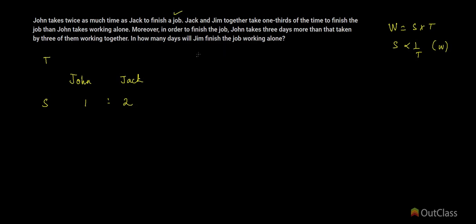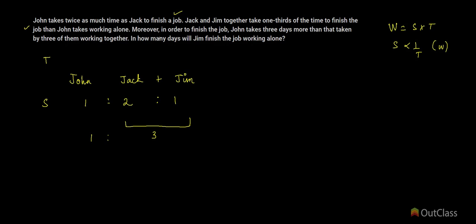Second line says Jack and Jim together take 1/3 of the time. That means they have thrice the speed as John. So these two numbers together should be 3. John was 1. Corresponding speed for Jack plus Jim should be 3, which means Jim's speed should also be 1. That is the second line.